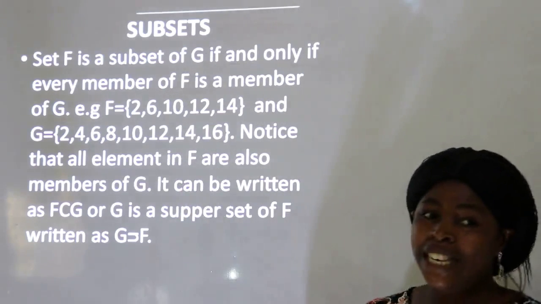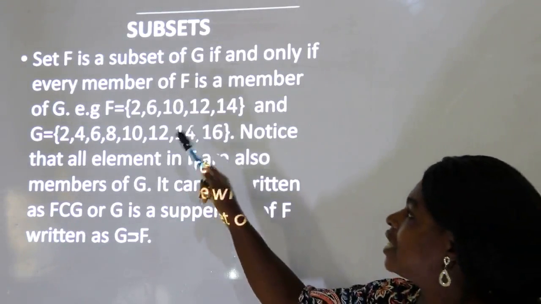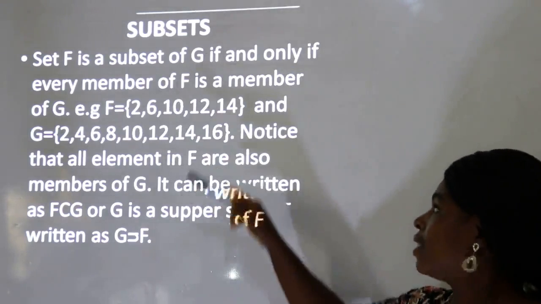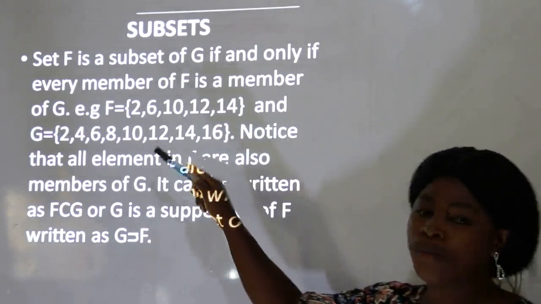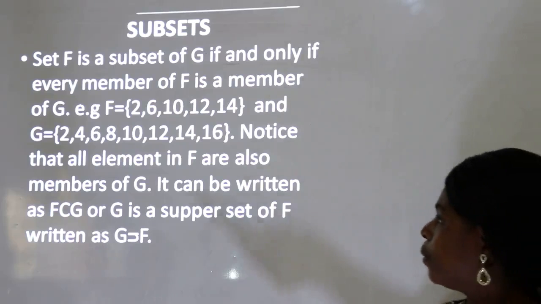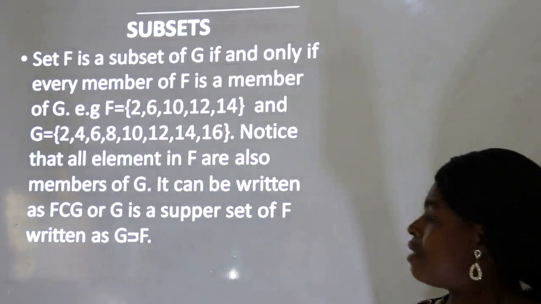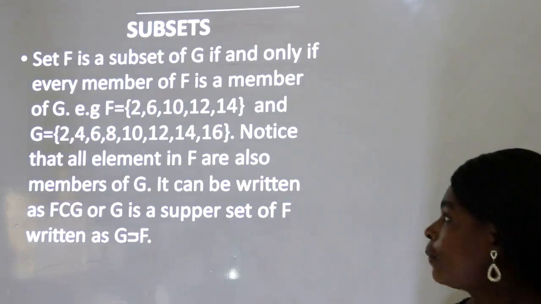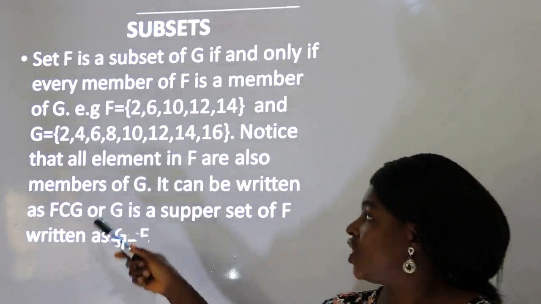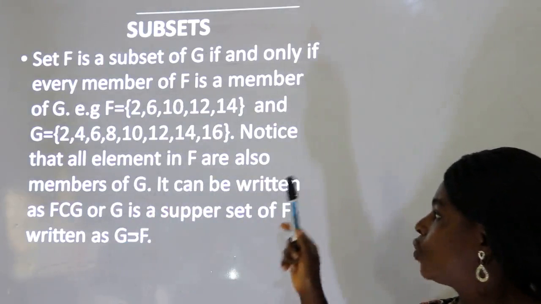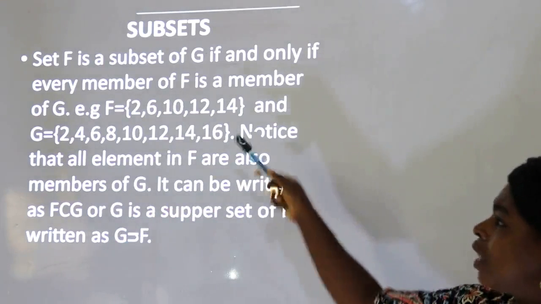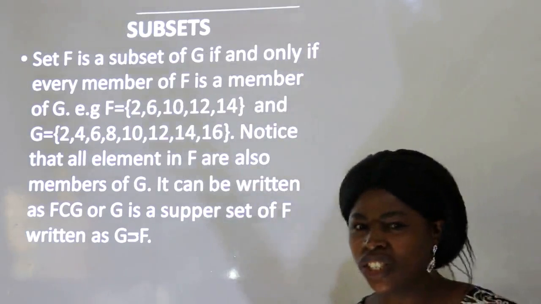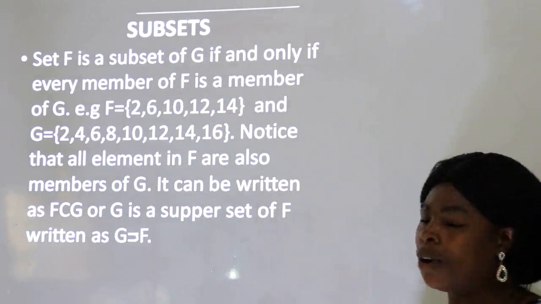Set F, I'm using F as an example. Set F is a subset of G if and only if every member or element of F is a member of G. So let's take for example, set F. The elements in set F are 2, 6, 10, 12, and 14. And the members of set G are 2, 4, 6, 8, 10, 12, 14, 16. So from what we have from set F and G, you notice that all the elements of F are in G. Therefore, we say that F is a subset of G.